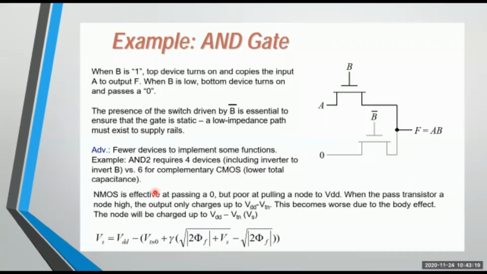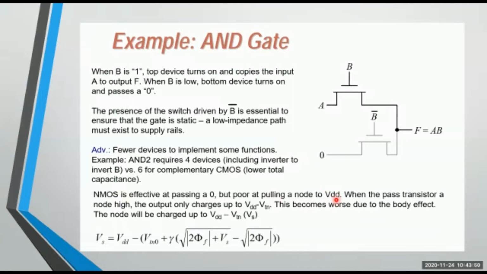NMOS is effective at passing 0, but poor at pulling a node to VDD. You can take this as an objective question for any of the competitive exams. The pass transistor designed with NMOS is very poor at pulling the node to VDD, that is, pulling the node to the higher value. Whereas the PMOS is very poor at pulling the node to ground, GND.